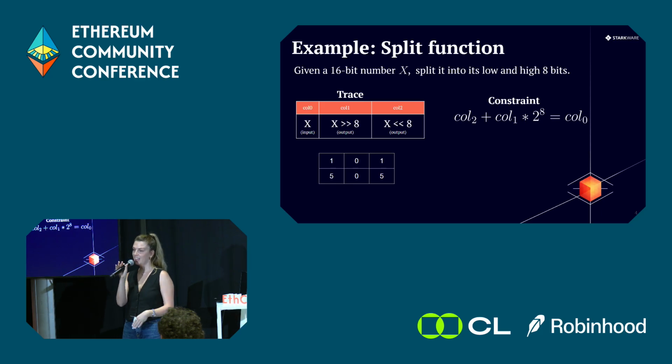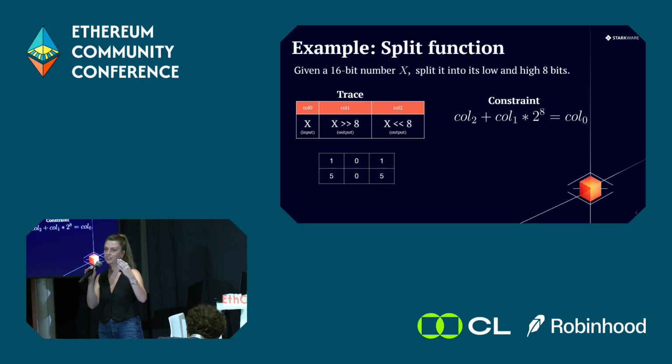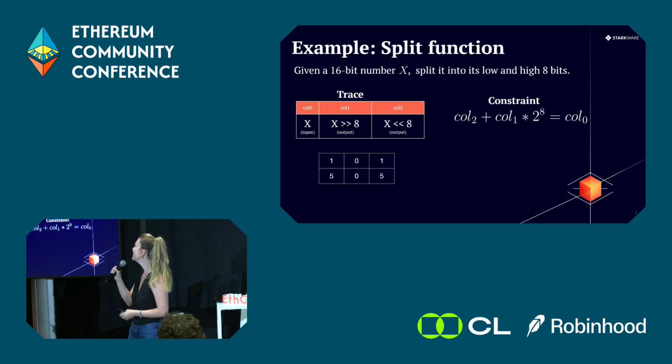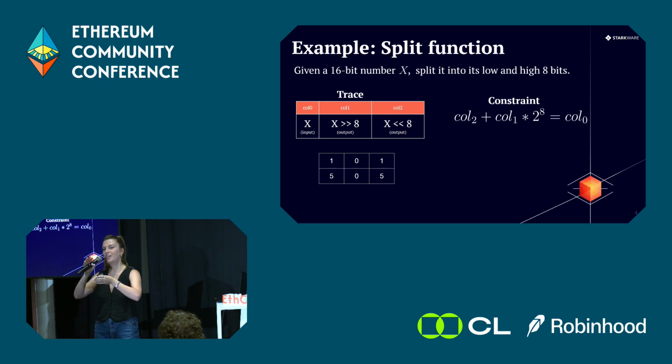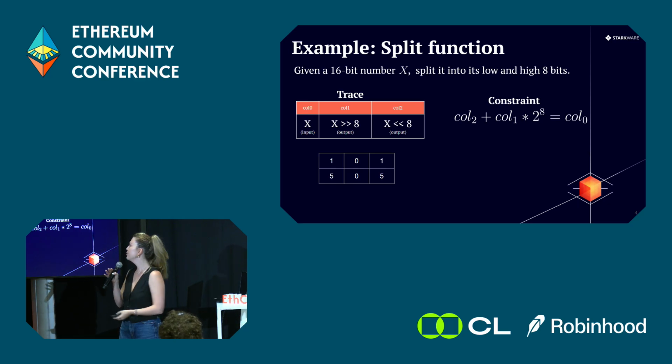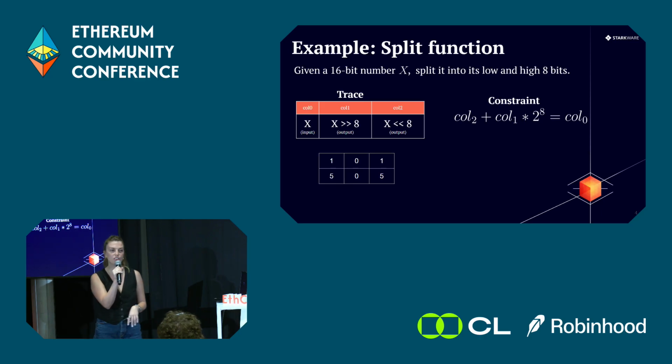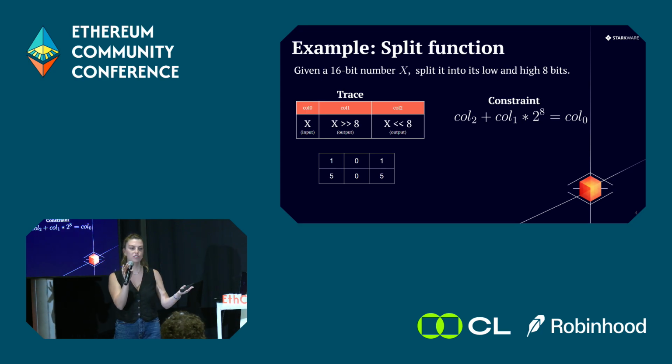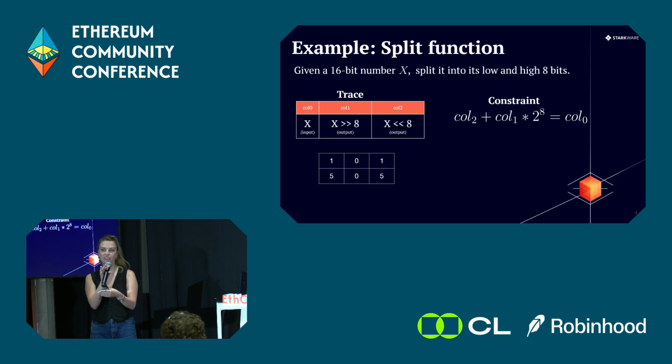As you know, multiplication by 2 to the something is just like shifting it to the left by 8. So we actually put those 8 bits in the correct position, and then we said it equals x, col 0. You're probably now thinking, wait, what? We just took x, split it into 2 parts, put it together, and said it equals x. Of course, this constraint is trivial.